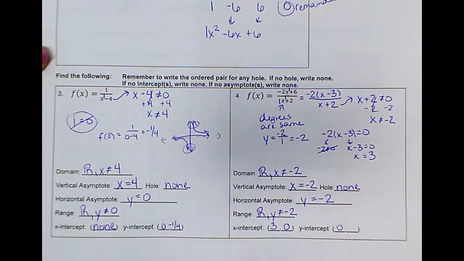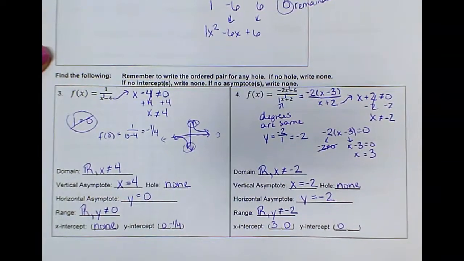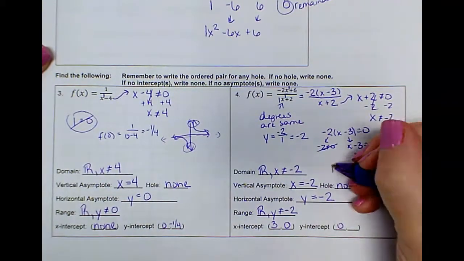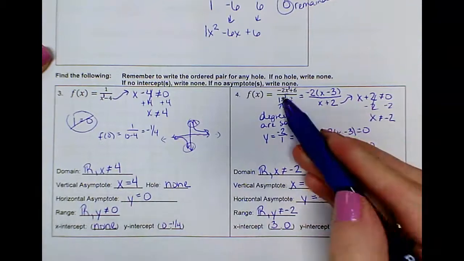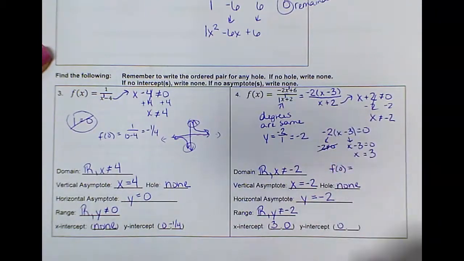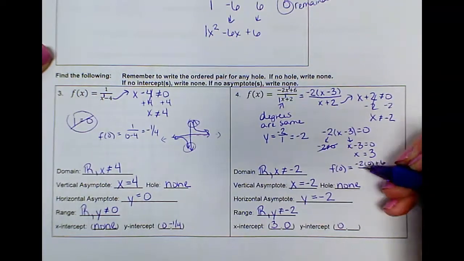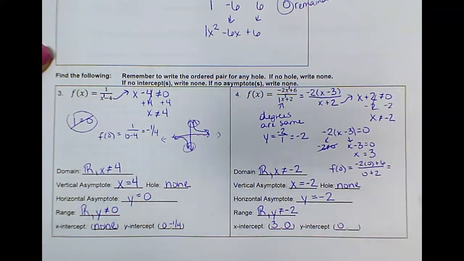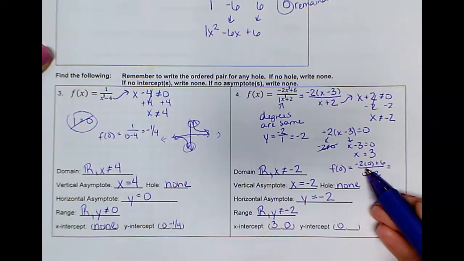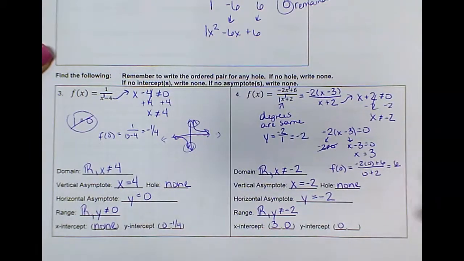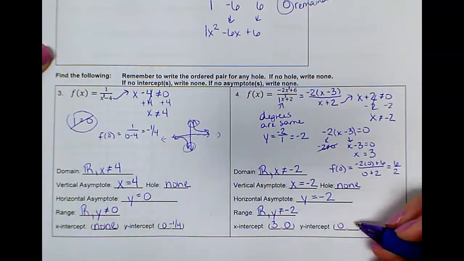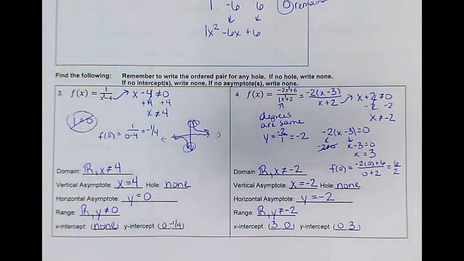For the y-intercept, I want to substitute 0 for x everywhere I see it. So f of 0 equals, I can use either function. I'll use the first one, negative 2 times 0 plus 6 over 0 plus 2. Well, negative 2 times 0 is 0, plus 6 is 6, 0 plus 2 is 2, and 6 divided by 2 is 3. So there's my y-intercept. Let's move to the next page.